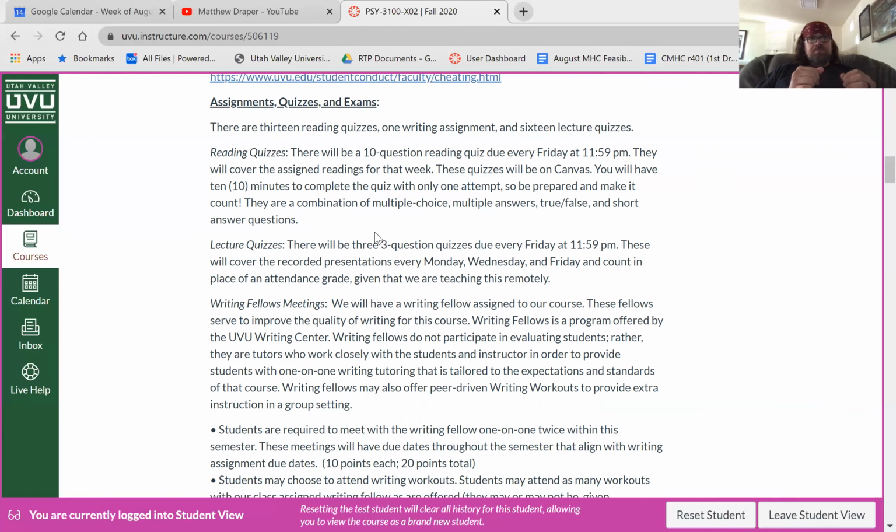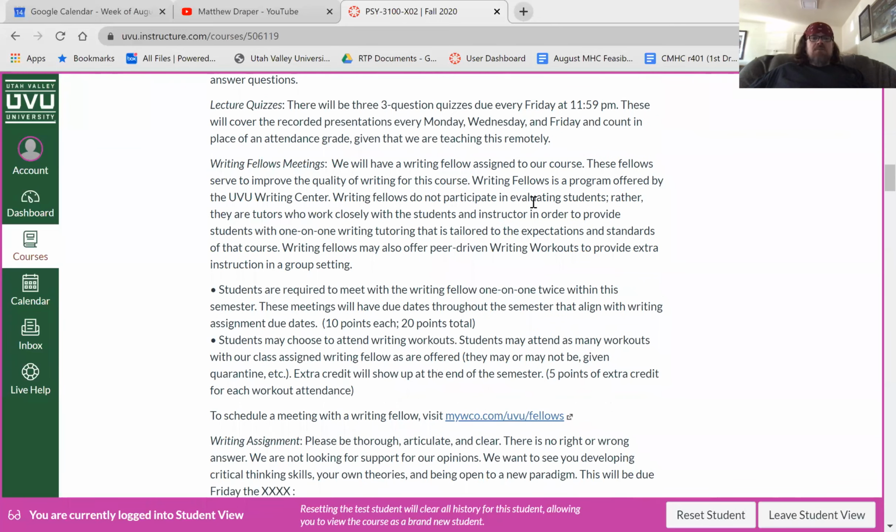Now we'll get to modules in a second because that's where you'll find all of this. Now we're going to ask you to have some online writing fellow meetings. One of the things that I've found is when writing fellows are involved in helping students with the process of writing, the papers that we get are much clearer and much easier to grade. And it also helps the students become better writers. So it's win-win. So here are the instructions.